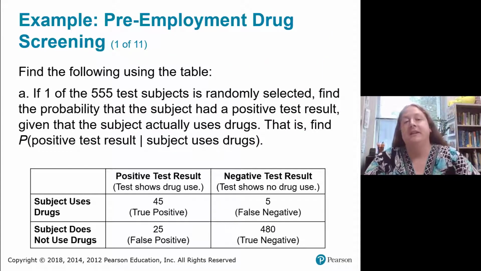So let's take a look at an example and find some conditional probability. So here we have a table, and we want to find, if one of the 555 test subjects is randomly selected, the probability that the subject had a positive test result, given that the subject actually uses drugs. That is, we're finding the probability of positive test result given subject uses drugs. All right.